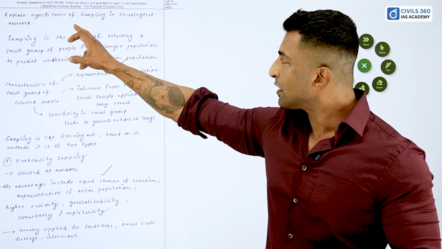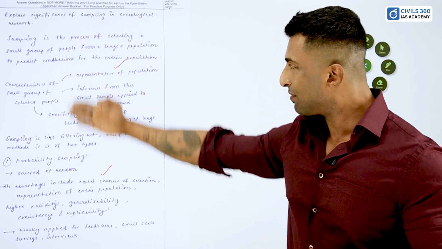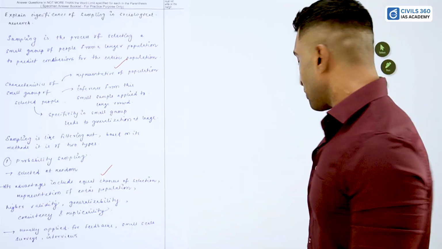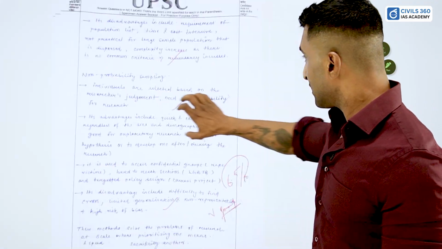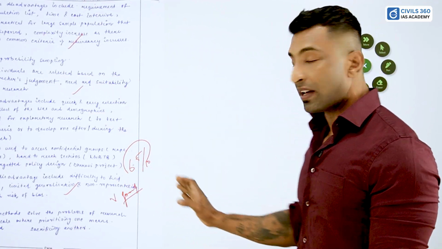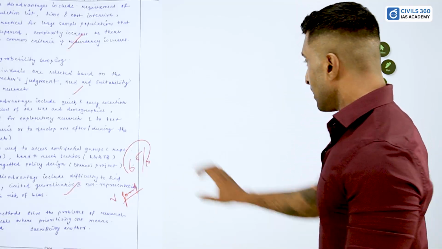Next is significance of sampling in sociological research. It's a very simple one. Probability sampling, non-probability sampling, its importance. So 6.5, it's a very decent score. Cool. So that's about this.